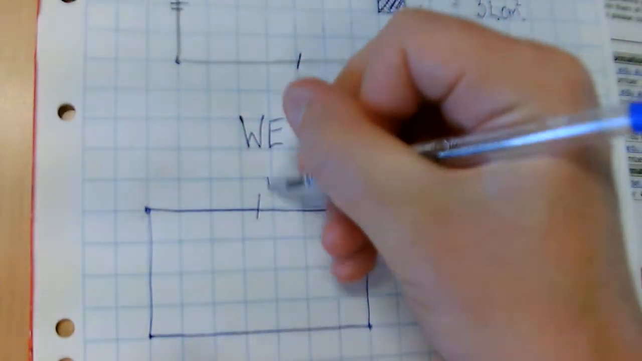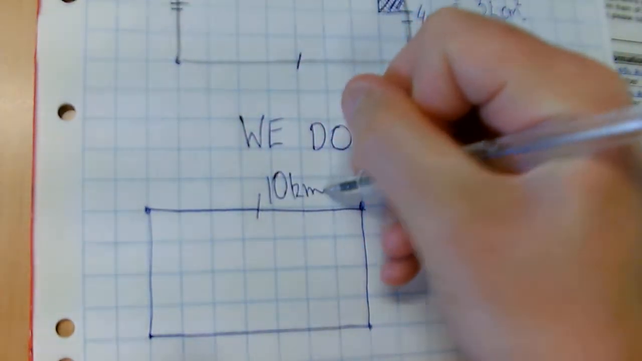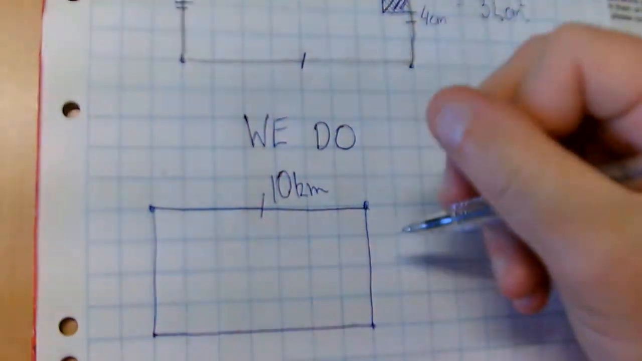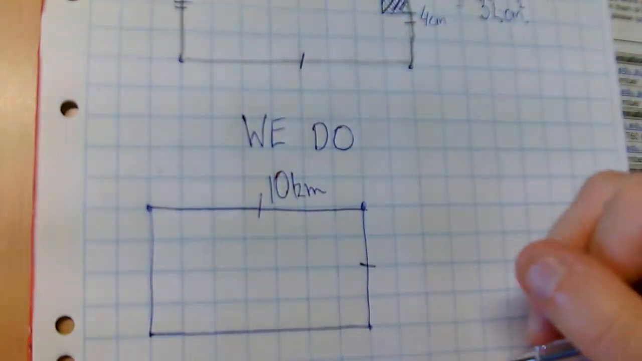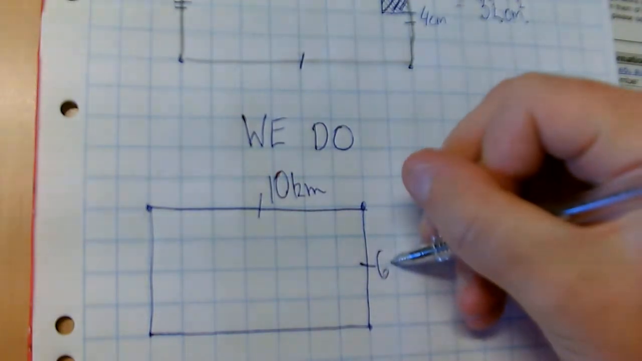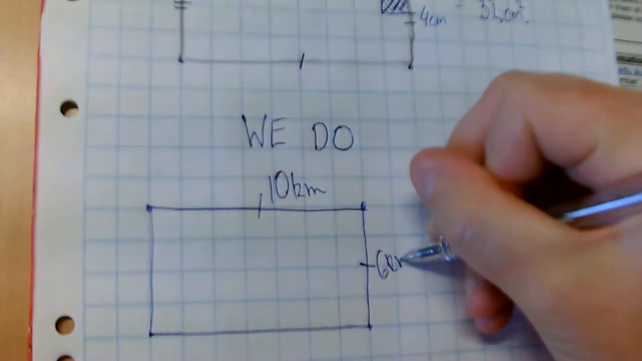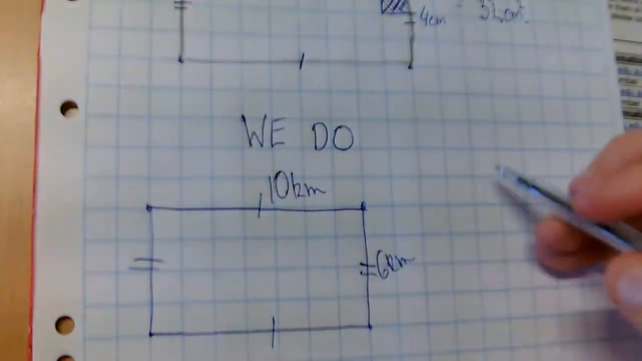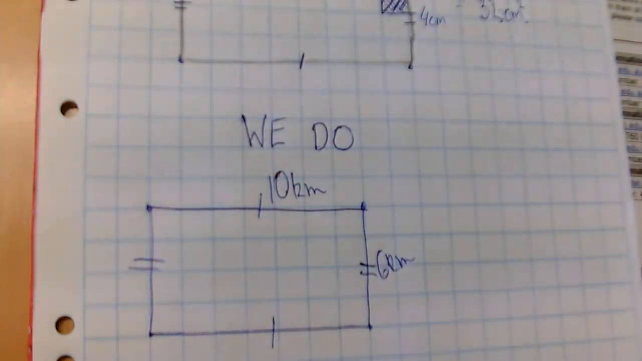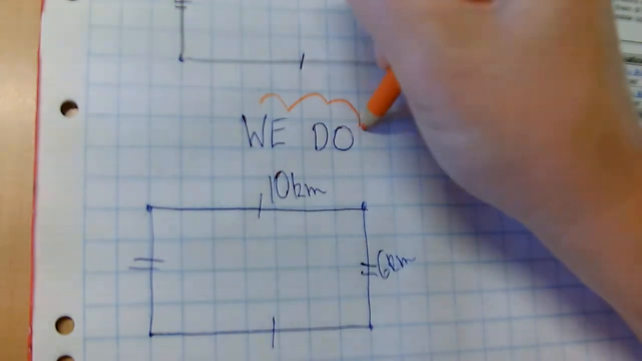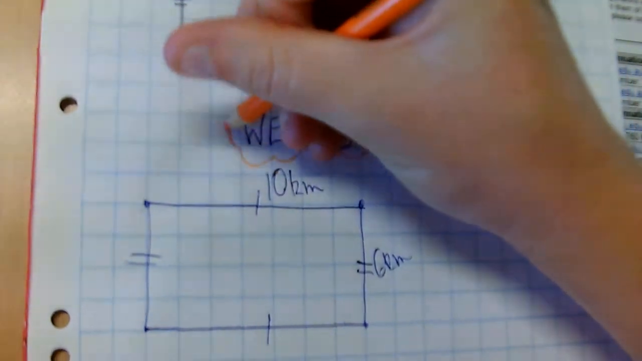So let's say that this length was 10 kilometres, and this length, let's go with 6 kilometres. So I'm going to give you some thinking time.